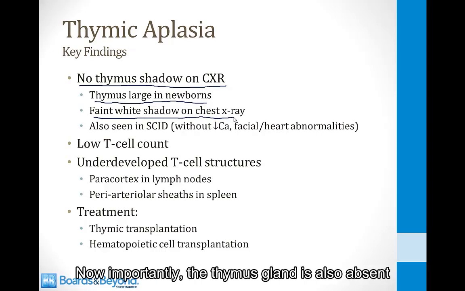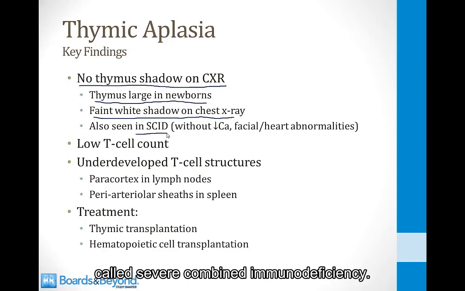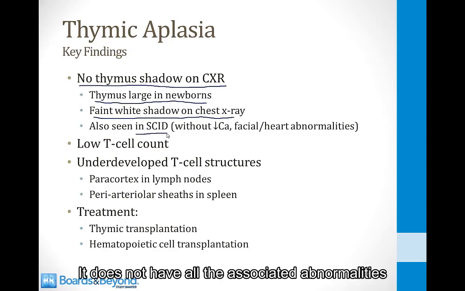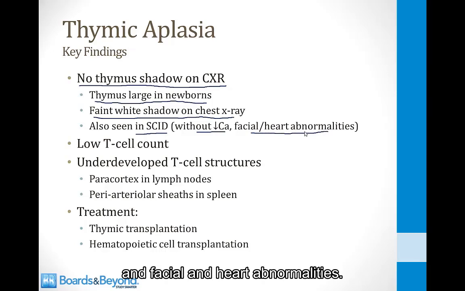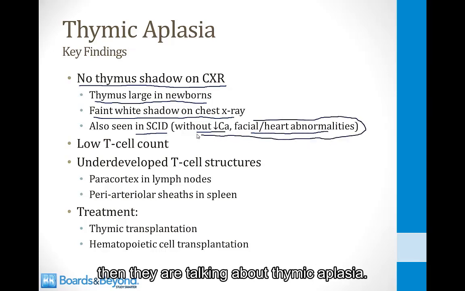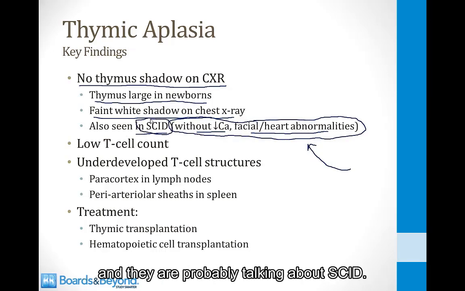Now importantly, the thymus gland is also absent on chest X-ray in another immune deficiency syndrome called severe combined immunodeficiency. But SCID is purely an immune cell problem. It does not have all the associated abnormalities that thymic aplasia has, like low calcium and facial and heart abnormalities. If you see these things, then they are talking about thymic aplasia. If you see a normal child with no calcium problems, then they are probably talking about SCID.